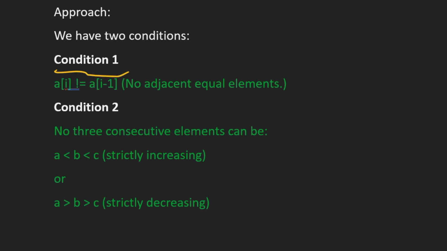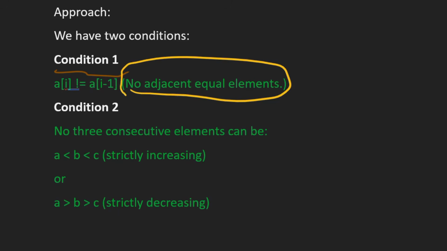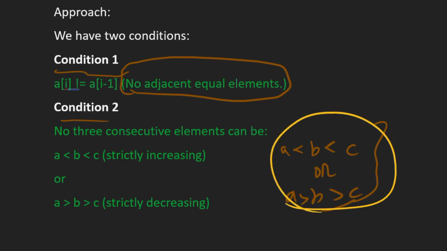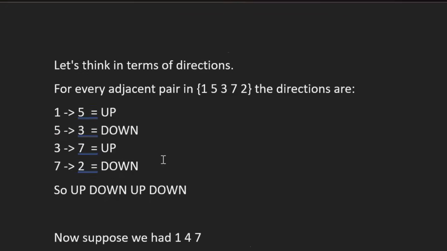The condition 1 is that no adjacent element should be equal, right? And the condition 2 is that no three consecutive elements can form a strictly increasing or a strictly decreasing sequence. That means if you have three elements A, B and C, then they should not form a sequence like A is less than B is less than C, or A is greater than B is greater than C. So these three elements should not form a sequence like this, else our array will not be zigzag.